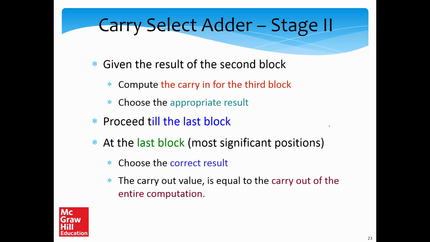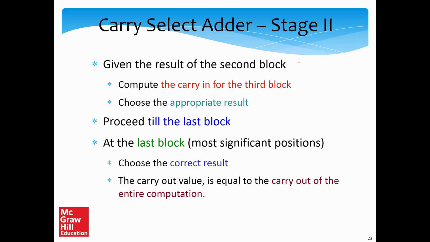Alright. Let me just summarize what we do in stage 2. Given the result of, let's say, the nth block, in this case the second block, we compute the carry in for the third block, which is very easy.